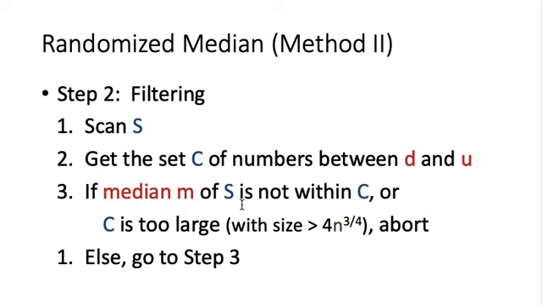Or, alternatively, if the set C contains too many items, here we have a special parameter, 4 times n to the power 3 over 4, which we use as a threshold to determine whether C is too large or okay. If the median of S is not within C, or when C is too large, these are two cases that we are unhappy with. We will just abort the whole operation and say we fail. But otherwise, we go to step 3.